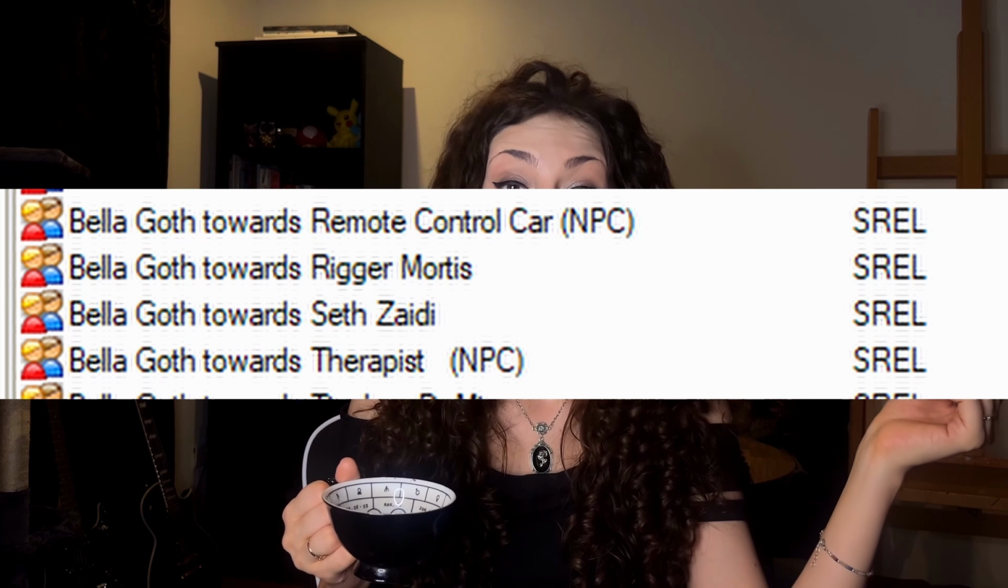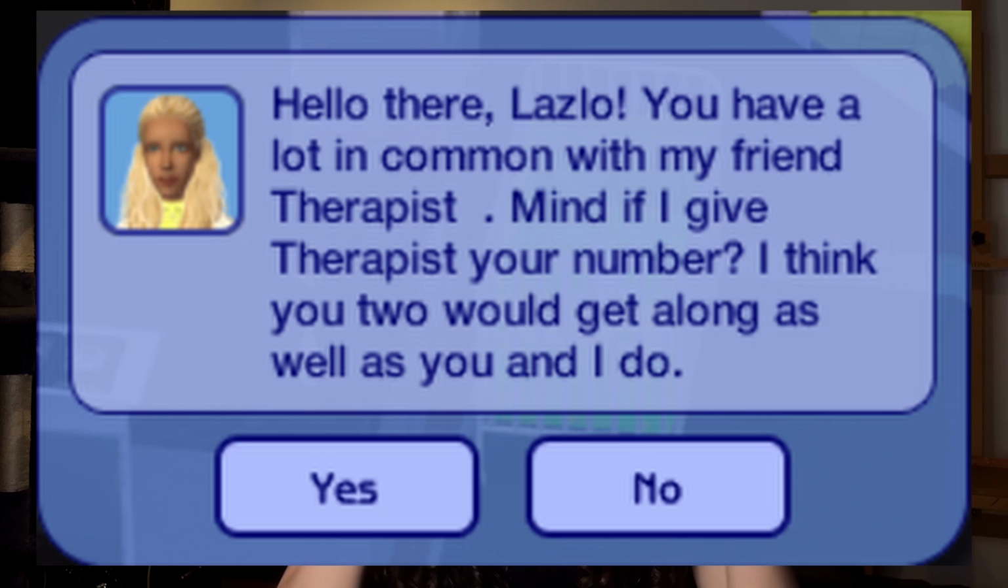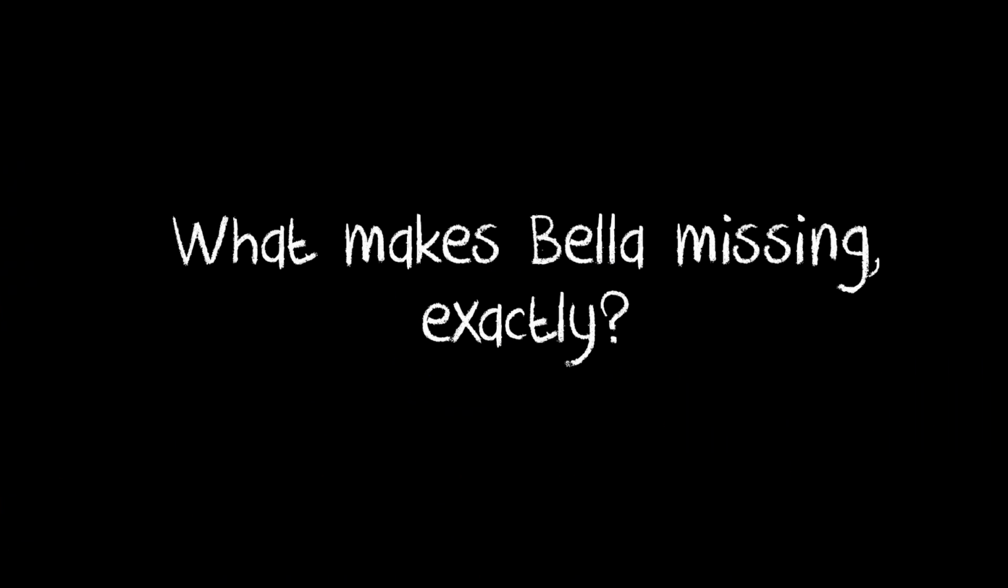And yes, I am aware that Strangetown Bella has some dodgy relationships to universal NPCs, right? But whilst I'm still investigating the topic of game corruption, I can tell you right now that having relationships, as in sim relation records with universal NPCs, does not modify your objects.package. So you're in the clear, even if you say yes to that stupid pop-up that everybody's always freaking out about.